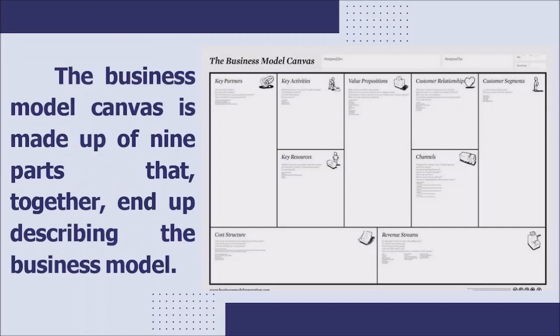So the business model canvas is made up of 9 parts that together end up describing the business model. These parts are key partners, key activities, key resources, value propositions, customer relationships, channels, customer segments, cost structures, and revenue streams, as we can see from the table of this.